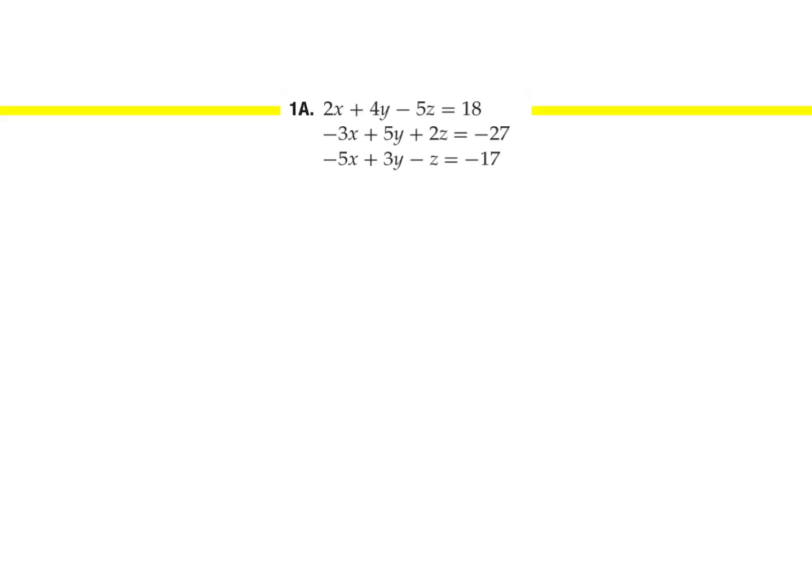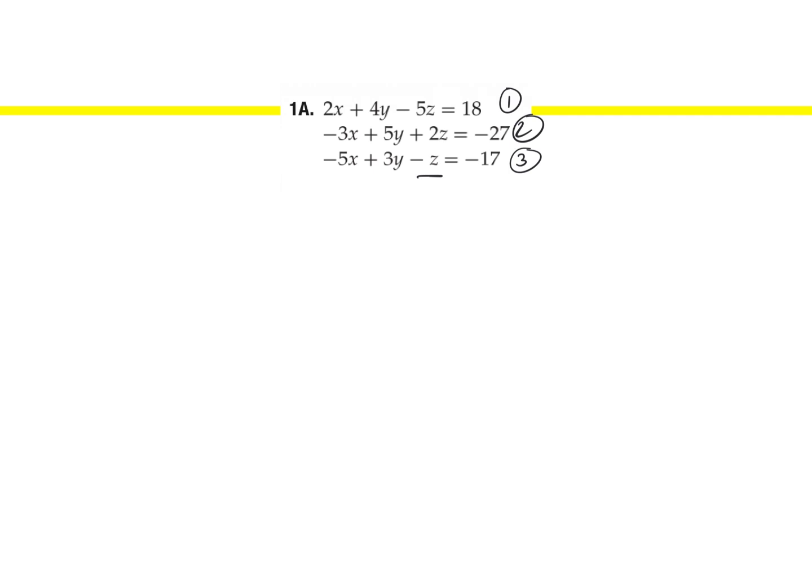We have question 1a. We have 3 equations and 3 variables. All right. So I'm going to call this equation 1, just like last time, equation 2, and equation 3. Now, I think I am going to work with equation 3. Why? The z has a coefficient of 1, so it's going to make it easier.